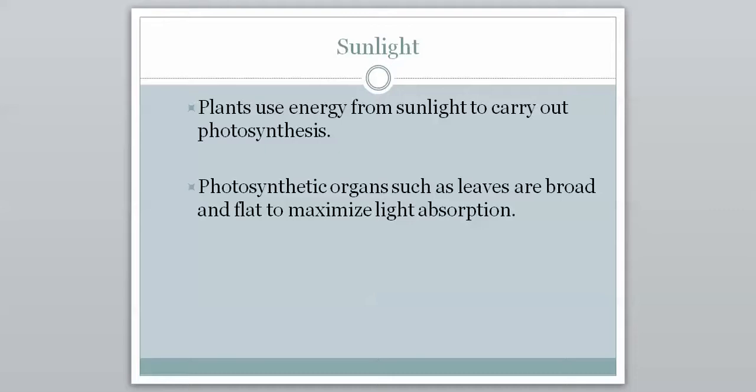So the reason leaves are shaped the way they are, I'm sure most of us have seen a plant leaf before, they're broad and flat, and that is because they can absorb the most amount of sunlight like that, and again produce energy there. So that is the first one, sunlight.